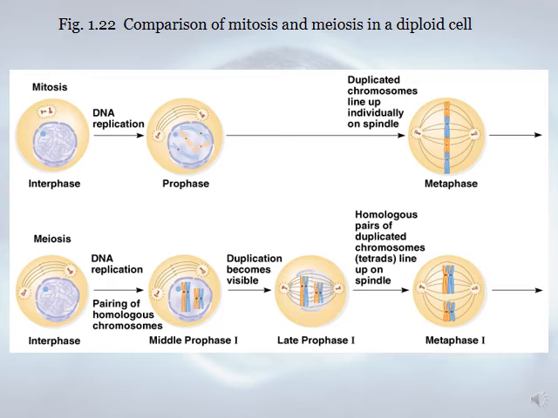metaphase 1. Here the tetrads, the pairing of homologous chromosomes, as I said, are called tetrads. So the tetrads line up at the middle of the cell, homologous pairs of duplicated chromosomes. You can say the tetrads line up at the equatorial line or the equatorial plate. Here metaphase.